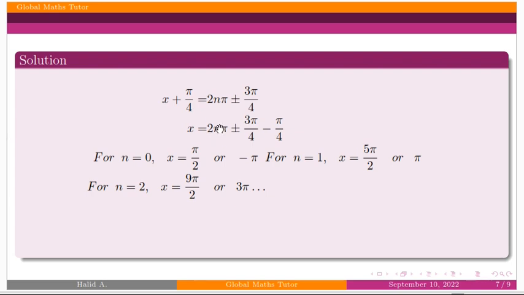So for n equal to 0, the first will be plus, so 3 pi over 4 minus pi over 4, which gives pi over 2, and when it is minus, 3 pi over 4 minus pi over 4, which gives minus pi. The same way for n equal to 1, x can be calculated as 5 pi over 2 or pi, and for n equal to 2, x can be calculated as 9 pi over 2 or 3 pi. So from this list of solutions we will find which are in our domain. The solutions in our domain will be pi over 2 and x equal to pi.